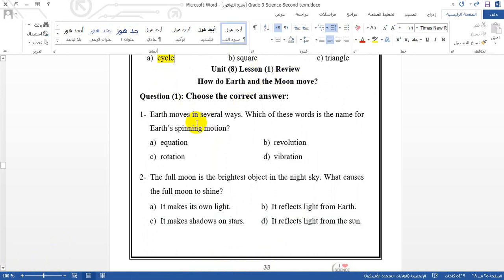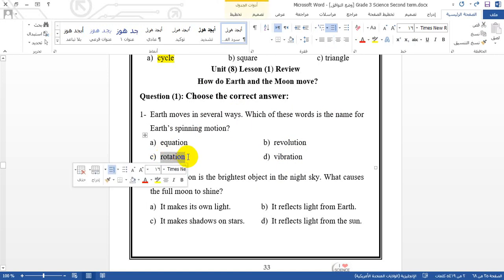Now it's the review. Here, Earth moves in several ways. Which of these words is the name for the Earth's spinning motion? Which one of them is the correct answer? Equation, rotation, revolution, or vibration? Sure, rotation. Because why? Because the Earth moves around itself. For that reason we call it rotation.